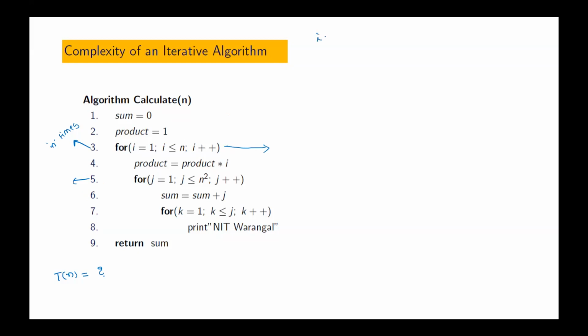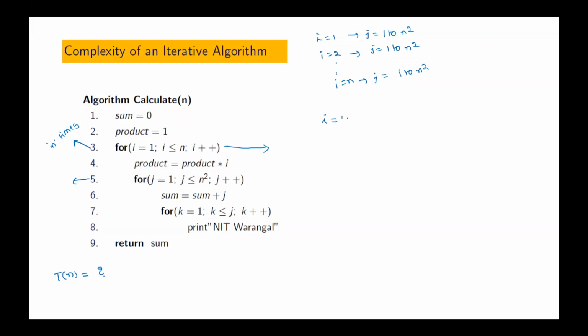When i equals 1, what are the values j takes? 1 to n square. When i equals 2, what are the values j takes? Still it is also 1 to n square. And so on, when i equals n, what are the values j takes? 1 to n square.